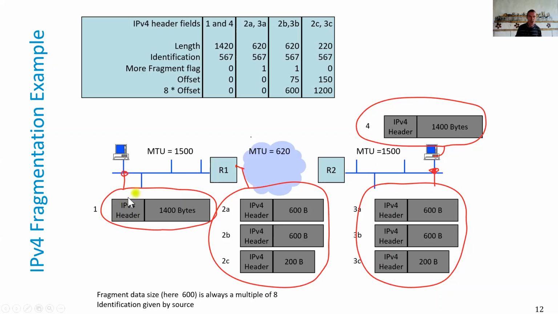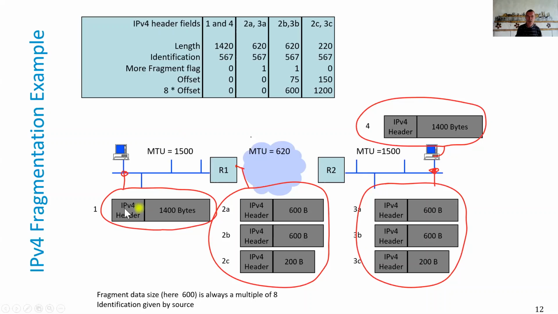Here is an example that illustrates how things are done. I'm showing here a packet of 1400 bytes plus 20, so 1420 bytes. And I'm assuming in the middle there is a path that has only a 620 MTU. This is not very frequent, but that makes the example easier to explain. So at the source, at point 1, I'm looking at the fields that we see in the IP header. We will see, of course, the source and destination address, but also fields that we have not discussed before, called the length and the identification.